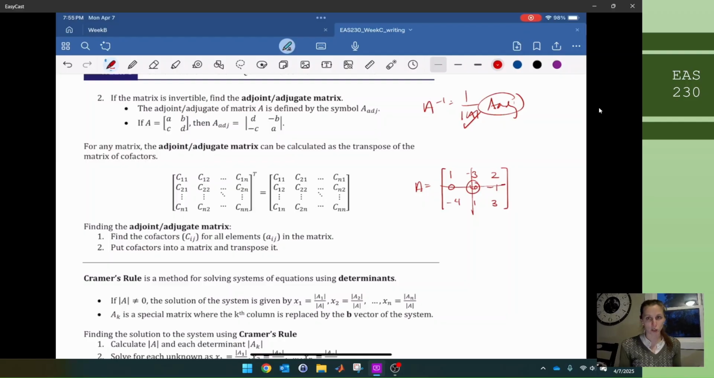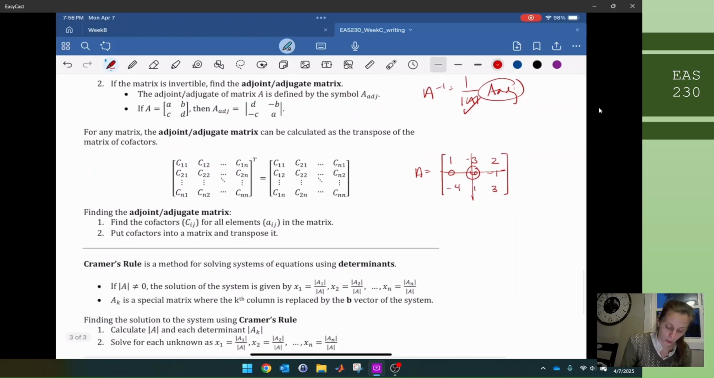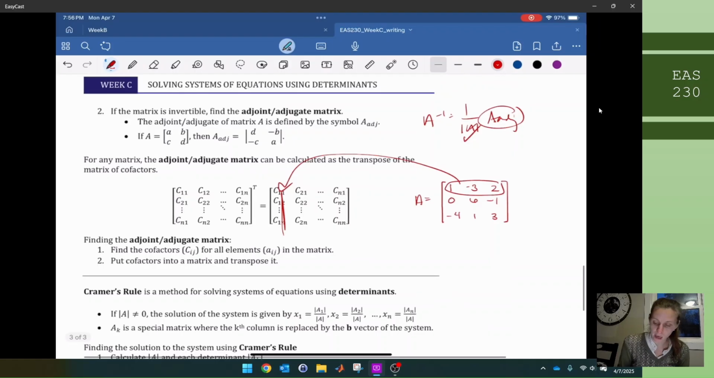for the entire matrix. I put them in a matrix here, so C11, C12, etc., and then I transpose it. So all my cofactors from this first row go in this column. And that is my adjoint matrix. So then I have all these pieces, and I can find the inverse. Once I have the inverse, I can solve my system by saying x equals A inverse times B, and it's just one simple matrix multiplication.